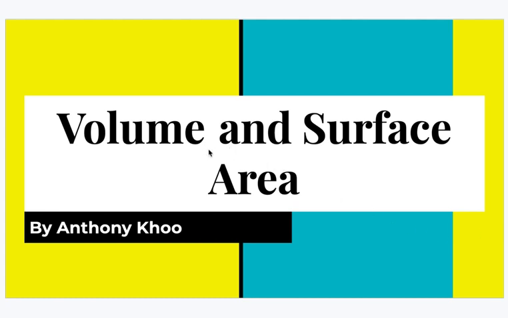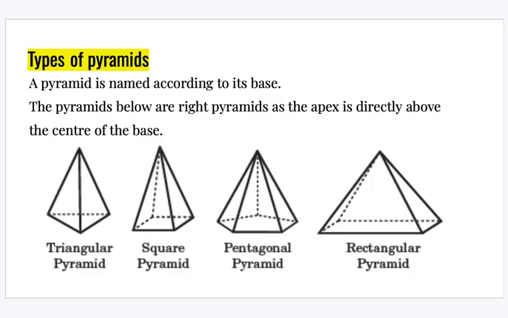This lesson is about the volume and surface area of solids. We first look at the different types of pyramids. A pyramid is named according to its base.